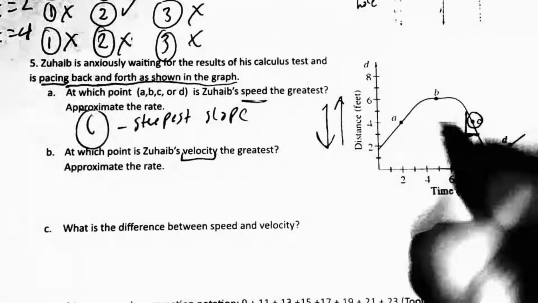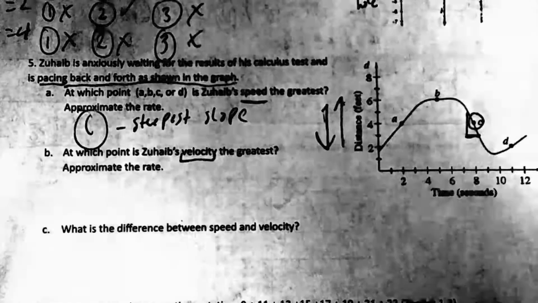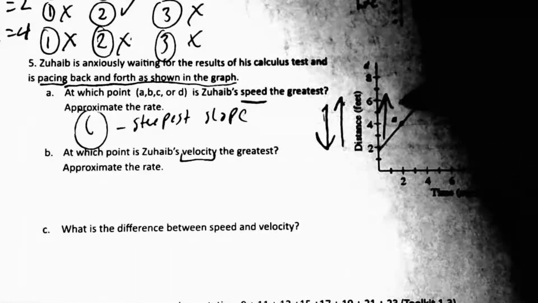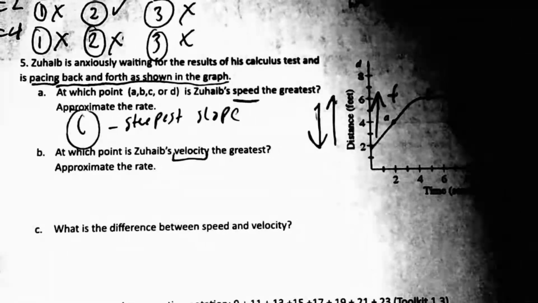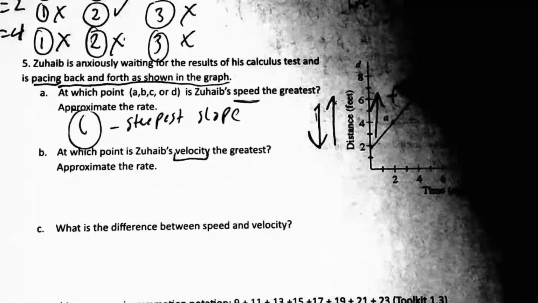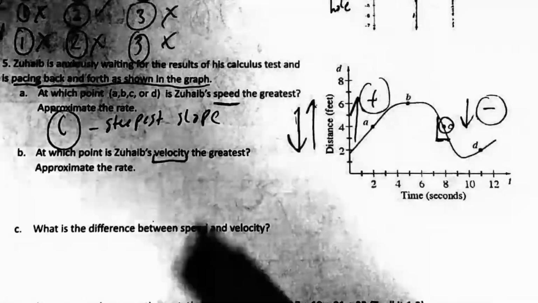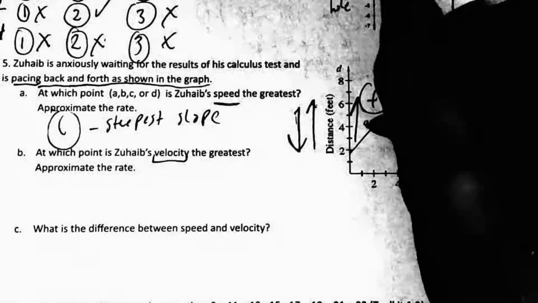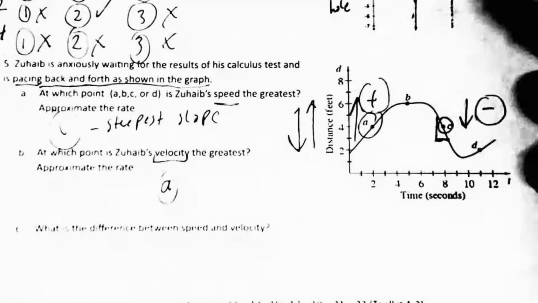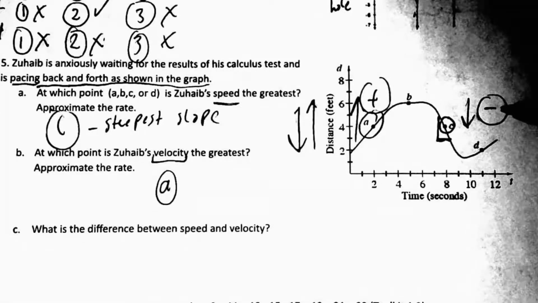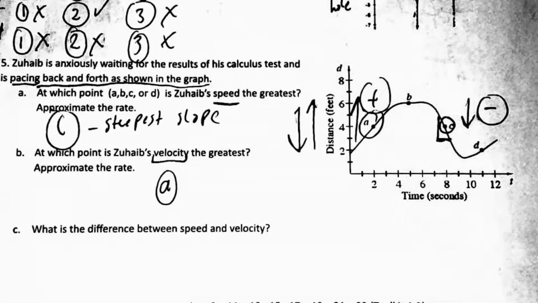Now, the next one is asking about velocity. So this is the difference between velocity and speed. Velocity cares about direction. When I'm moving up, this is positive velocity. When I'm going down, this is negative velocity. So moving up is positive, moving down is negative. So if I care about positive, negative, then A is correct because that would be positive. This would be negative velocity, so that's not going to be greater than a positive velocity.